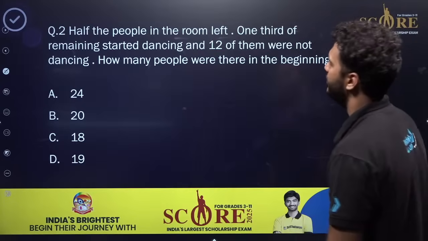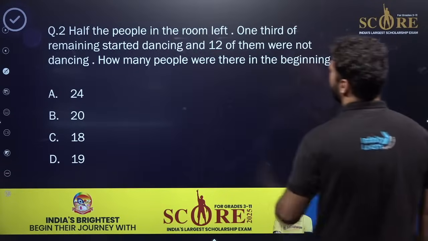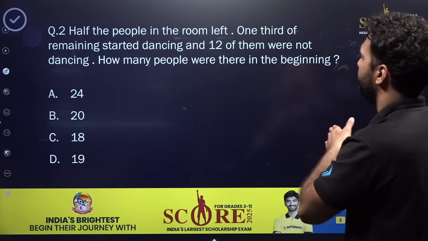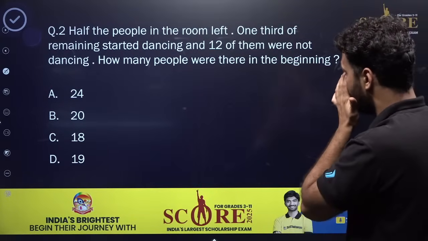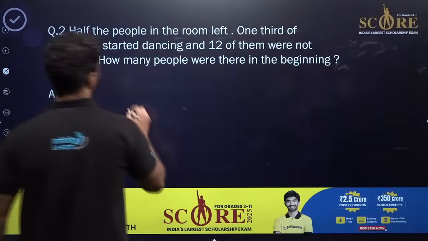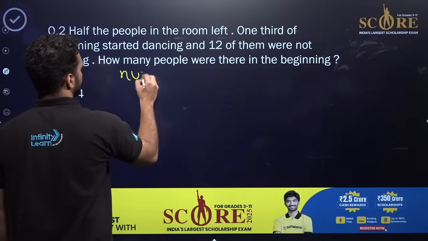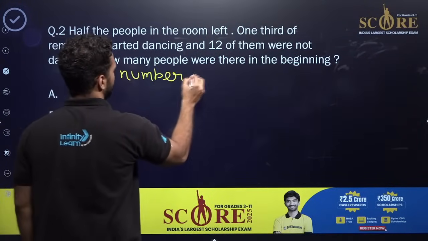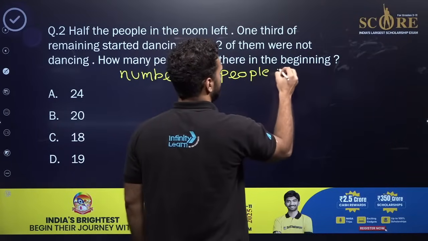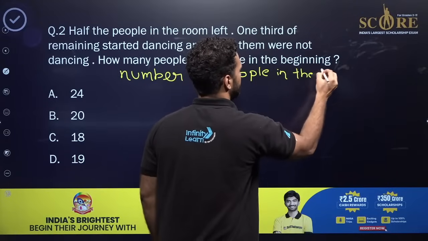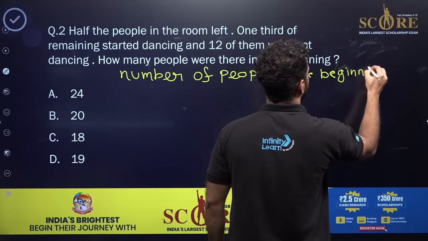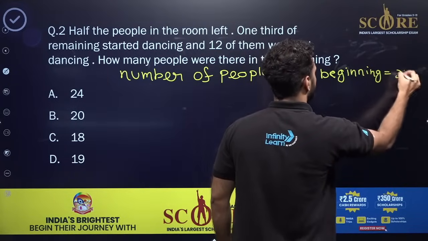Next. Half the people in the room left. 1/3 of the remaining started dancing and 12 of them were not dancing at all. So how many people were there in the beginning? So let's say the number of people in the beginning is equal to x.